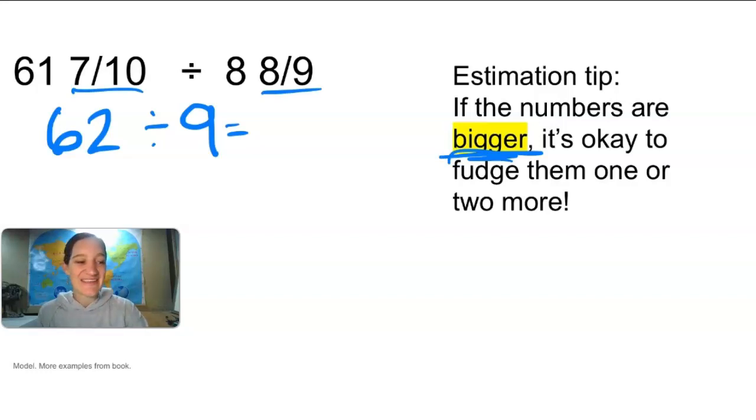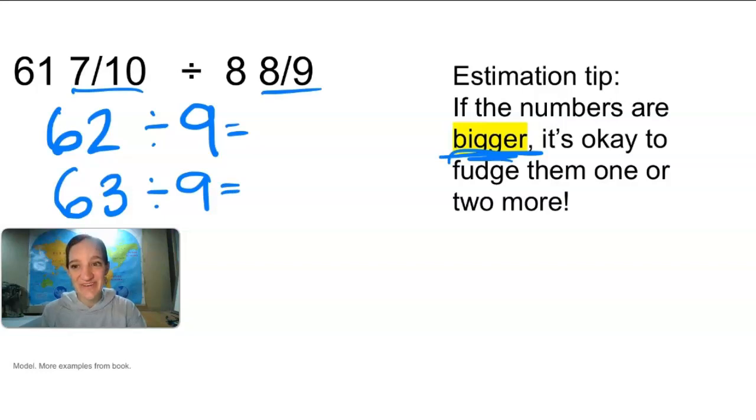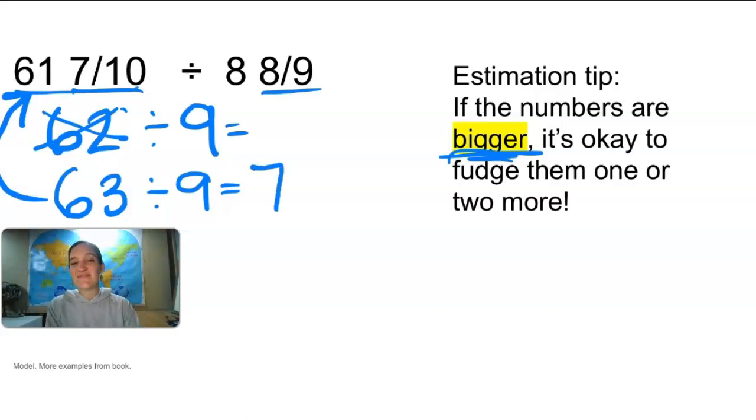63 is very good friends with 9. In fact, 63 is a multiple of 9. And because 62 is so big, if I change it to 63, that really doesn't make that big of a difference. They're still very close together. 63 is still close to 61 and 7/10. And that way, my estimate is very easy to find. It's 7. Okay, so do that with those bigger numbers.